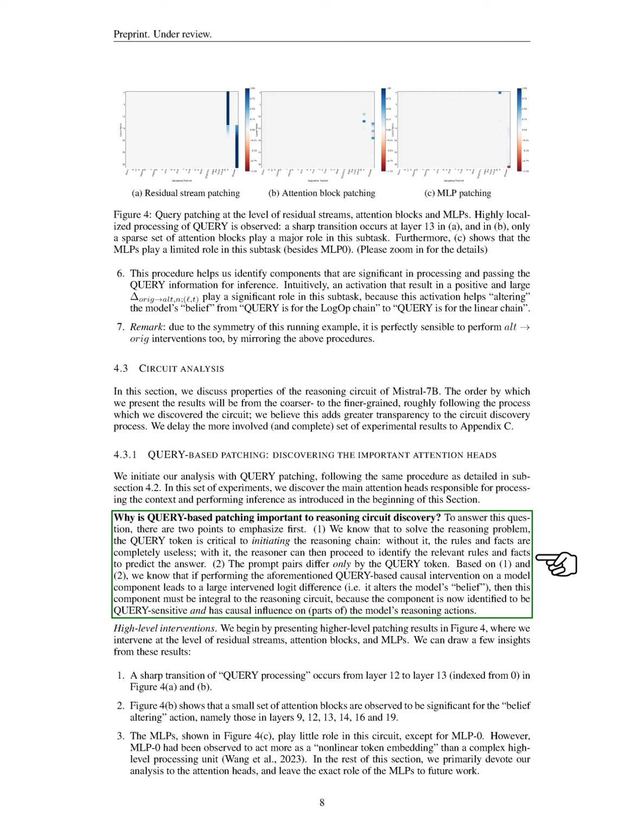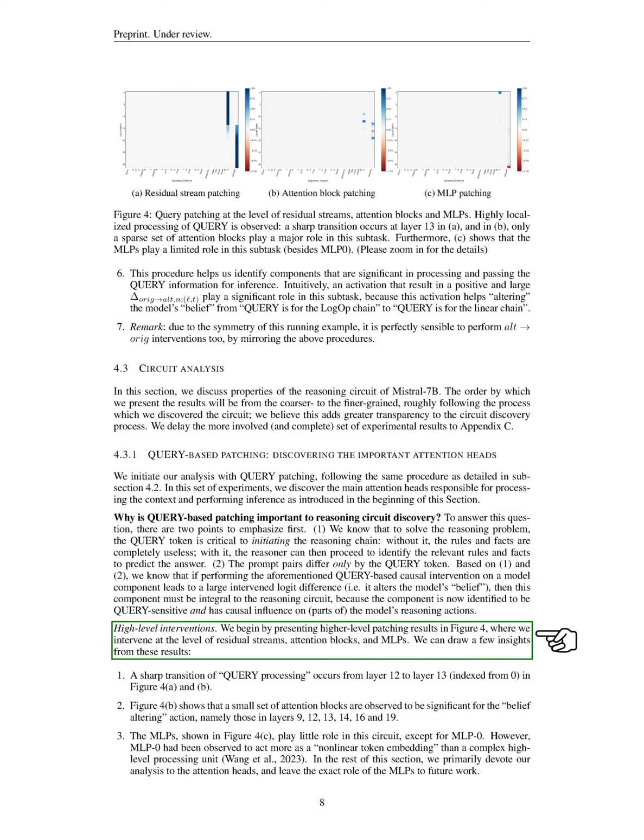Query patching is vital for discovering the reasoning circuit because the query token is essential for starting the reasoning process. Without it, the rules and facts are ineffective. With it, the model can identify relevant information to generate answers. Since the only difference between our prompt pairs is the query token, a significant change in the model's logits after intervention indicates that the component is crucial to the reasoning circuit.